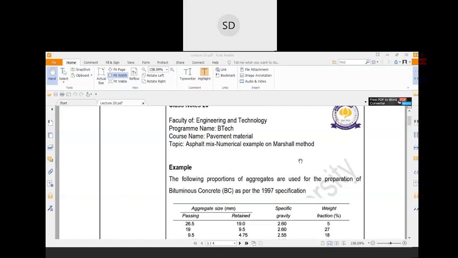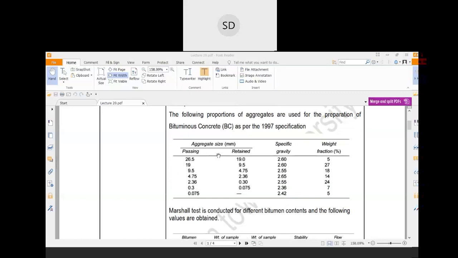In this question, aggregates of different sizes are given. These are the different gradations: passing through 26.5 mm and retained on 19 mm. Likewise, different gradations of the aggregates are given, that are the sieve sizes, percentage passing and percentage retained, and the specific gravity of all these sizes is also given. You know how specific gravity is calculated for the aggregate? By pycnometer test, which you have conducted in the lab.